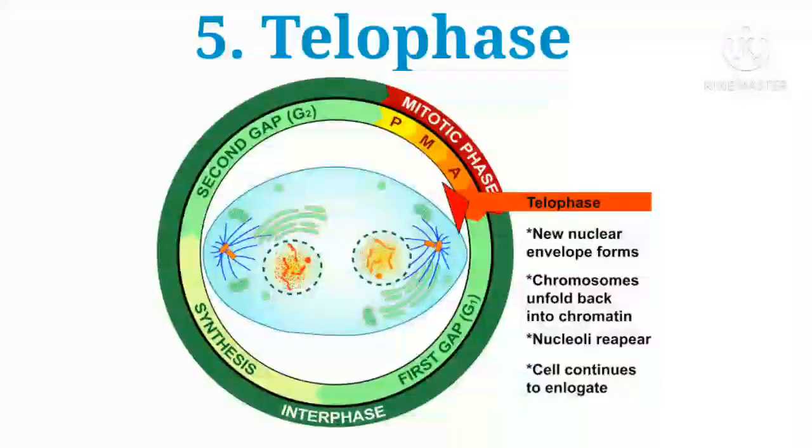The last phase of mitosis is telophase. In telophase, the spindle fiber is disintegrated. The nuclear envelope is formed around both groups of chromosomes. Chromosomes revert to their extended states, and cytokinesis occurs, enclosing each daughter nucleus in a separate cell.